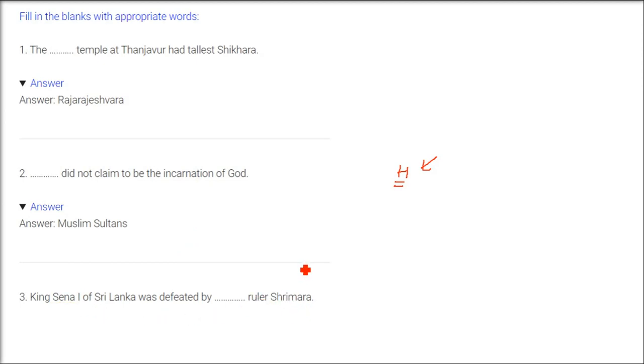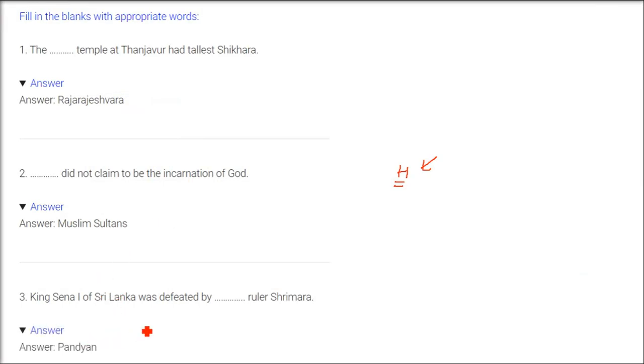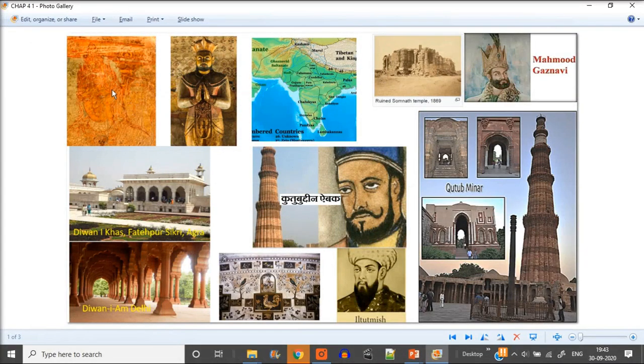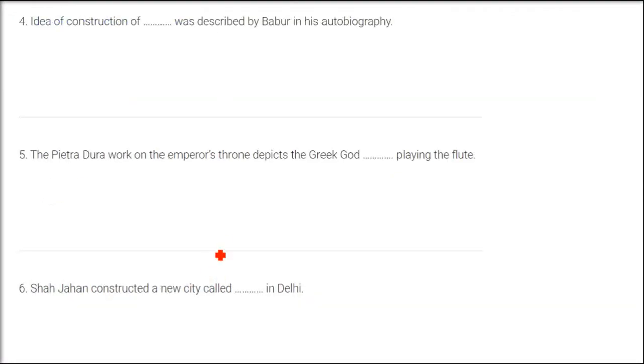King Sena of Sri Lanka was defeated by whom? Now let me show you the picture also. The answer is the Pandyan king, Shrimara Shri Vallabha. So King Sena was defeated by Shrimara Vallabha, who was a Pandyan king. Sena I was this Sri Lankan king, and his next one, Sena II, was also from Sri Lanka, and he came back to fight.